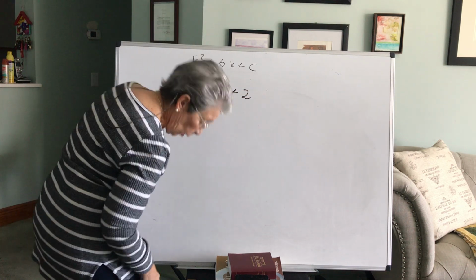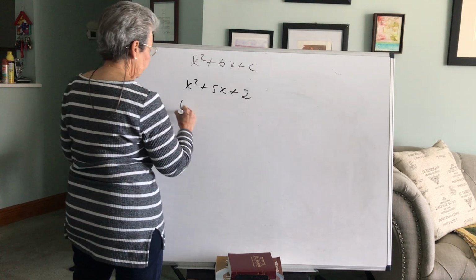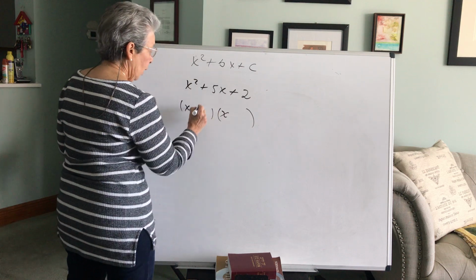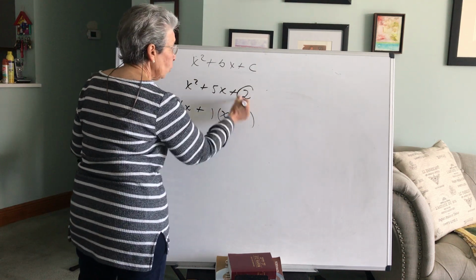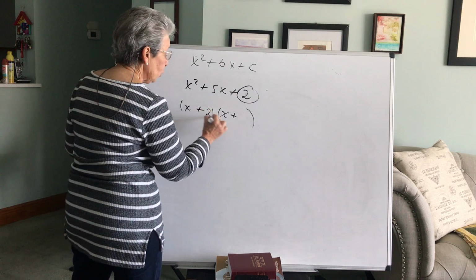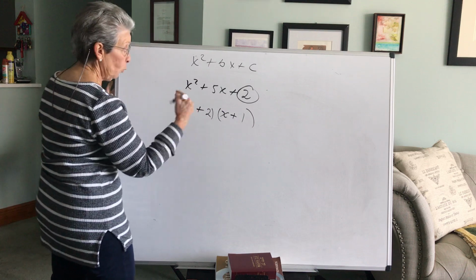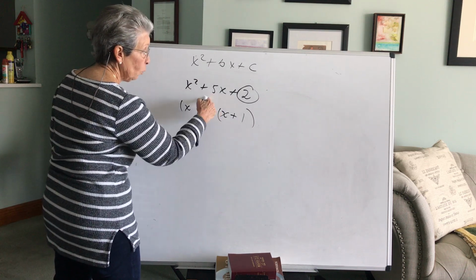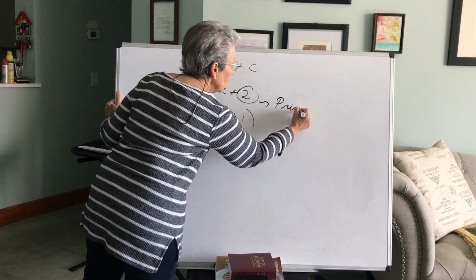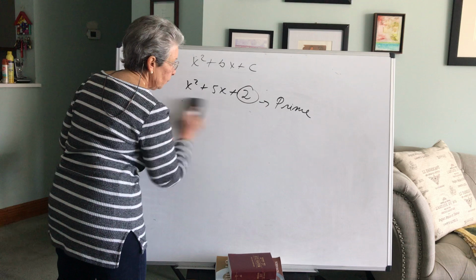What about this trinomial? Can you factorize this? Let's try. If you write here x and positive. The factor of 2 is a prime number. It's 2 and 1. But if you write here 2 and 1, and when you multiply 2 times 1 is 2. But if you add 2 plus 1 is 3, it's not 5. So what does it mean? This trinomial is prime, cannot be factorized.